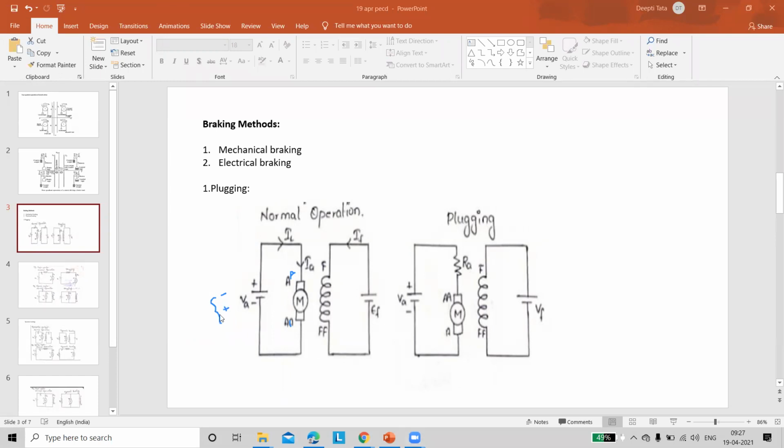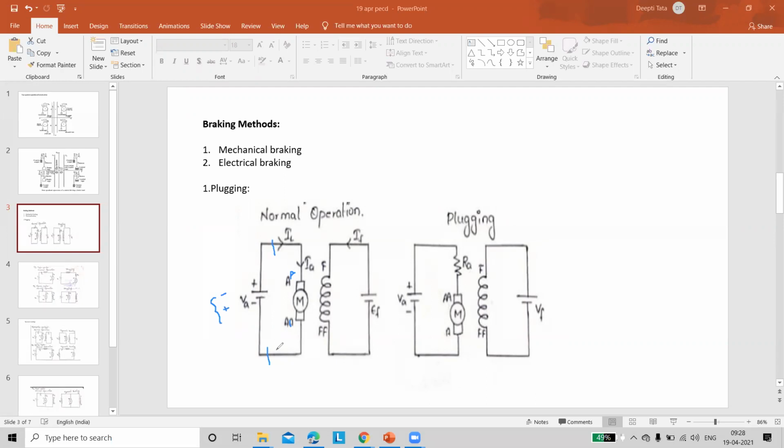Just listen. Whenever the supply polarities are interchanged, the motor is going to stop rotating. That means we are going to apply some braking. And whenever armature terminals are changed, the same thing happens. And in some cases, you just remove the armature terminals from the supply and connect a small resistance across this motor.